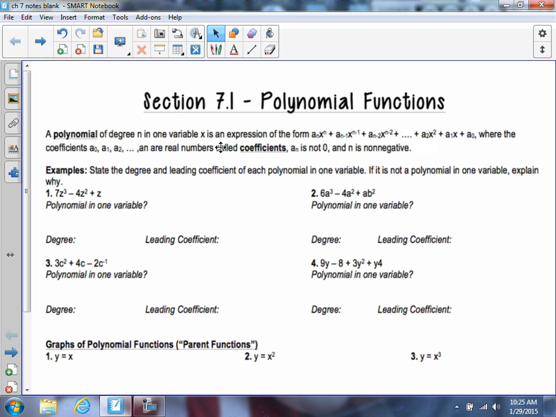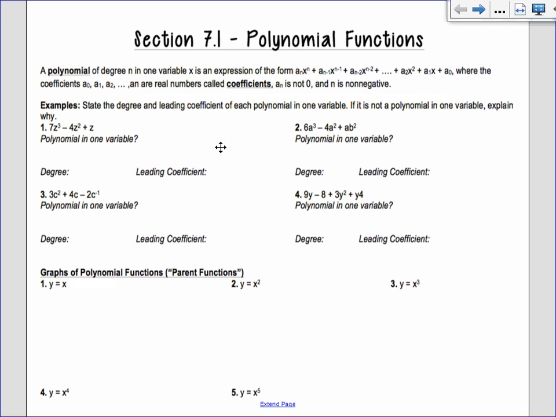1.1 is on polynomial functions. Okay, so we've talked about polynomials before. Polynomials look like a_n x^n plus a really long thing. I'm not going to read that all out. But basically, the a_n's are your coefficients, and your coefficients have to be real numbers.